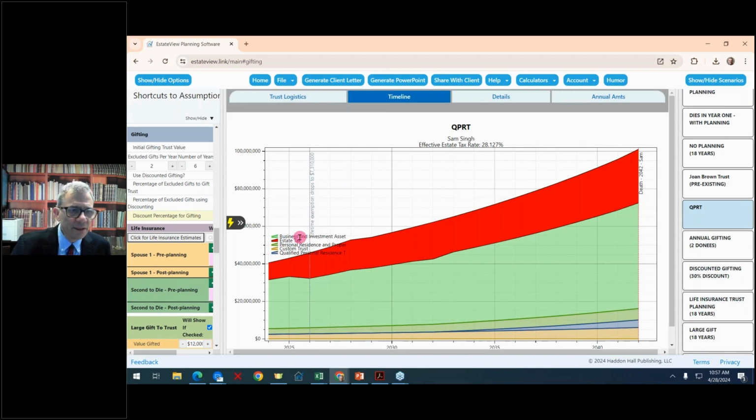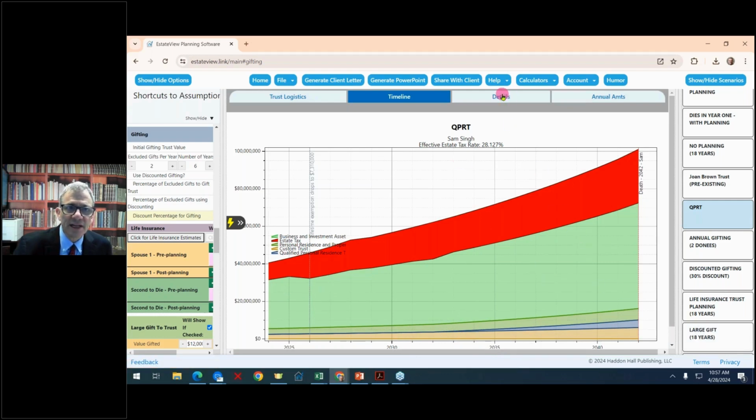And the green is his business and investment assets. The red is the part of the investment assets that would be gone to estate tax. The qualified personal residence trust is this dark green here that escapes estate tax. And then the bypass trust is what they call the custom trust across the bottom.